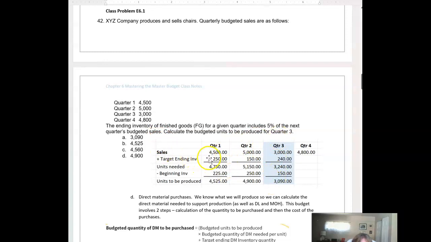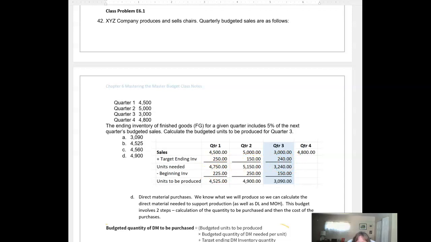So we start out with our sales. That's the 4,500, 5,000, 3,000, plus target ending inventory, and that is 5% of the next quarter's sales. So 5,000 times 5% is 250. 3,000 times 5% is 150. And in order to get this, did they give us the 250? Oh no, the 250 is 5% of 5,000. Yeah, sorry. So these are all the units that we need, and then we've got to subtract our beginning inventory.